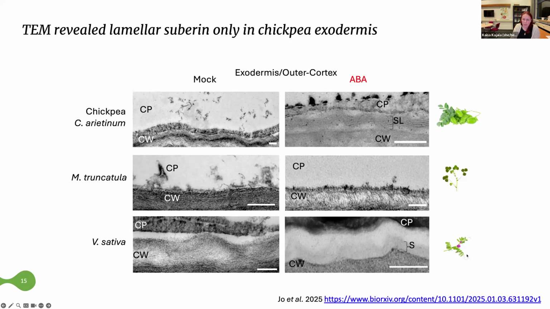So we are thinking that maybe there are some suberin monomers being deposited, but no lamella formation. So we don't know if it's a suberization pathway gone wrong, or building up the pathway to the point where it could form a lamella later on. There are multiple hypotheses in the lab about this at the moment.